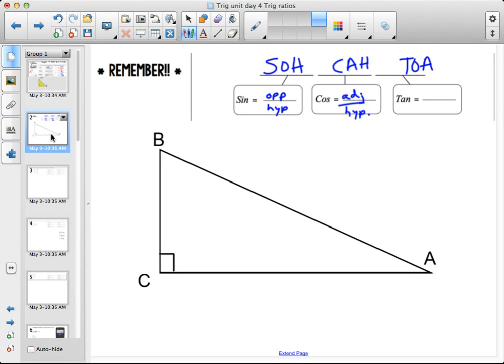And the tangent of the angle is going to represent the opposite side length over the adjacent side length. Okay, SOHCAHTOA.